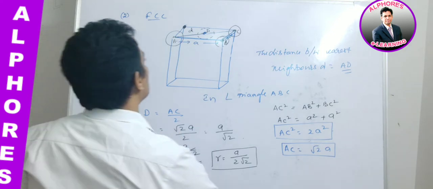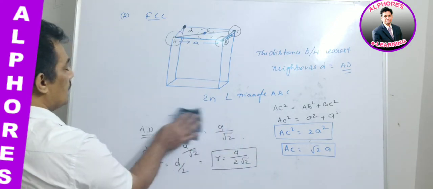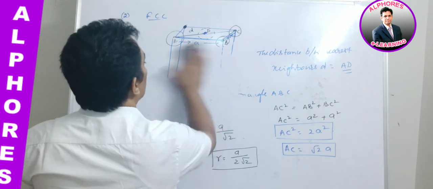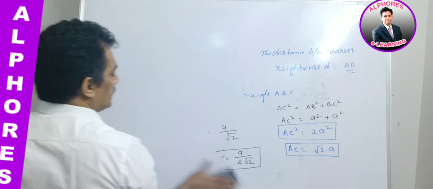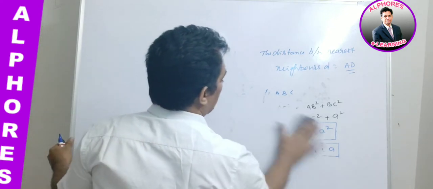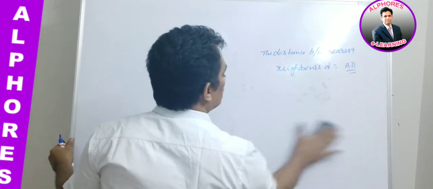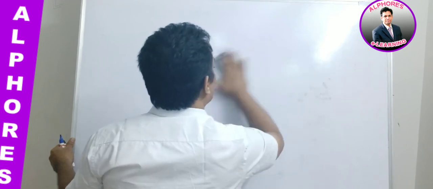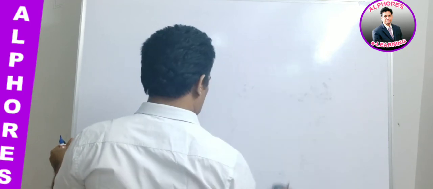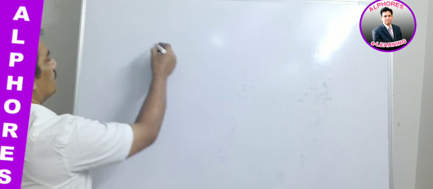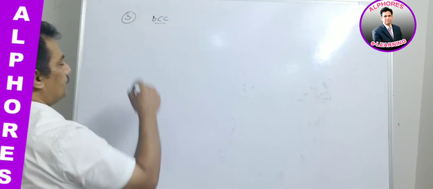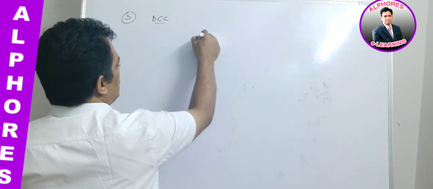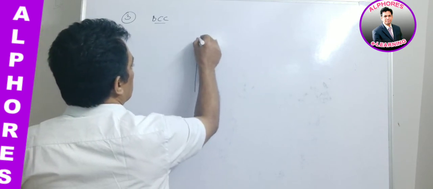And now coming to the last one, that is nothing but BCC structure. In BCC, how to find the relation between atomic radius and the edge length? In BCC, first of all we have to find the closest neighbors. Let us assume this. For third one, it is BCC structure. Let me draw this. BCC structure is like this.